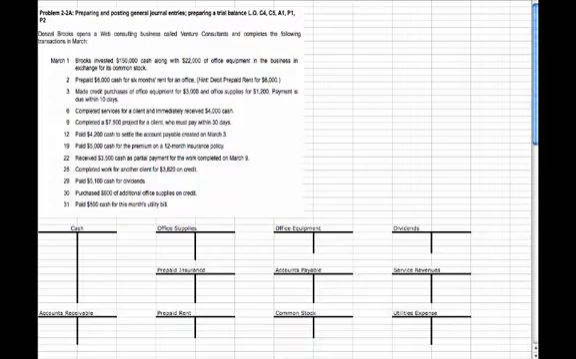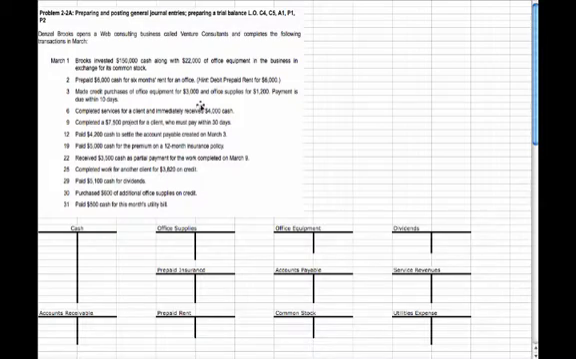The first transaction says on March 1st, Brooks invests $150,000 cash along with $22,000 worth of office equipment in the business in exchange for its common stock. So we look at that, and what happened? Cash went up by $150,000. Office equipment goes up by $22,000. And also we gave common stock in exchange for that investment.